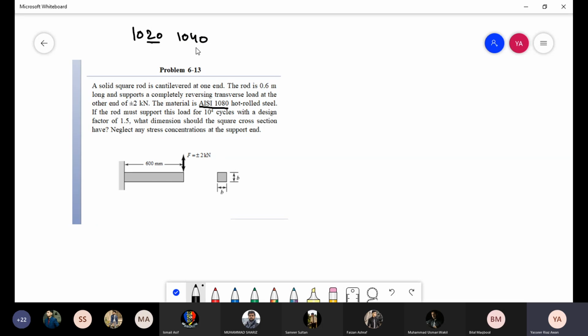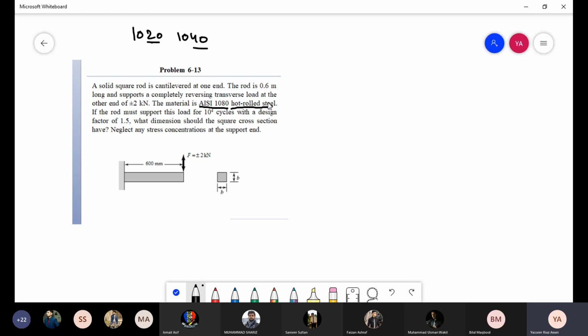So the last two digits stand for carbon content. So this has 0.2% carbon, 0.4, this has 0.8% carbon. The higher the carbon content, the higher the strength and the lower the ductility. So AISI 1080 steel would have a much higher strength value than AISI 1018 that we used in the last problem. It is hot rolled. Okay.